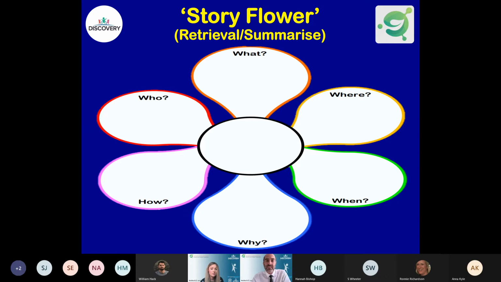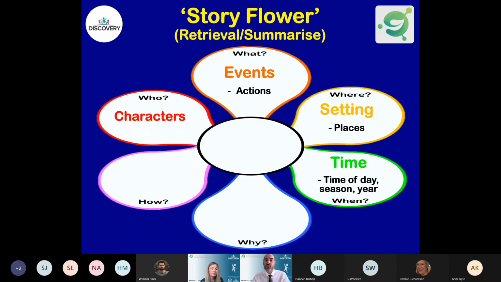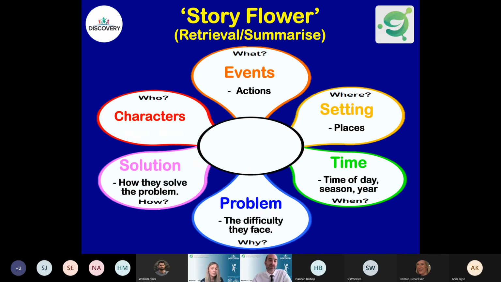Once you've looked at a piece of text, obviously a narrative piece of text, you simply need to record the who, the characters in the text, the key events or actions that take place, the setting where the story takes place, the time of day or the year or the season. Why do the characters get into a problem? What is the difficulty they're facing? And how do they get out of that problem? What is the solution they do?